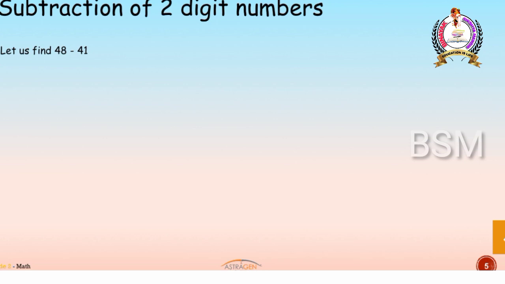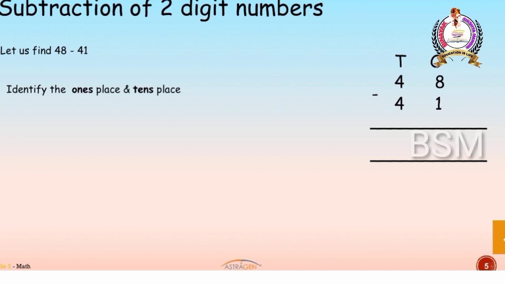So that is why we will write the number 48 on the top, because that is the big number, and you're going to subtract 41 from 48. So this is the sentence that you speak: 41 from 48. That is, you're taking 41 away from the bigger number, that is 48. Now 40 is the tens and 8 is the ones. 40 is the tens and 1 ones is in 41.